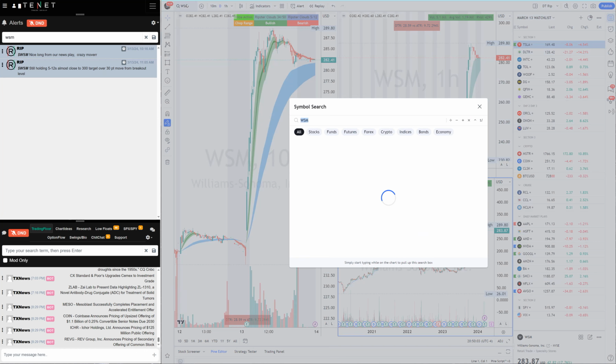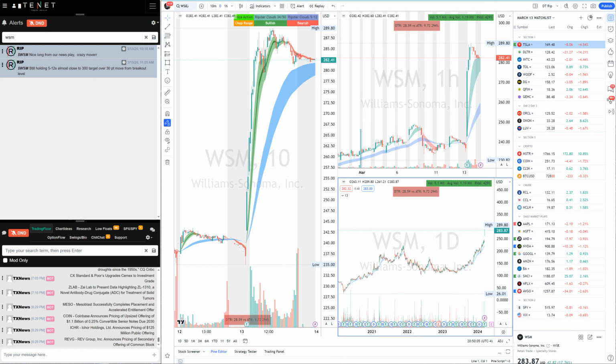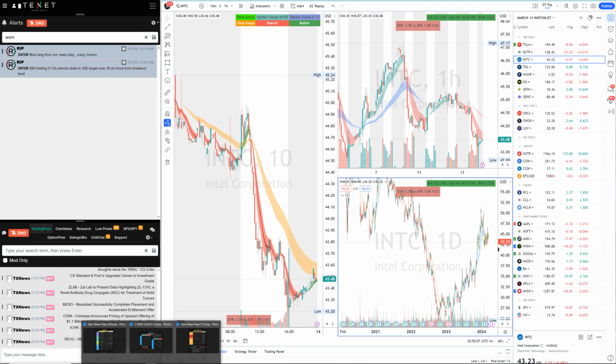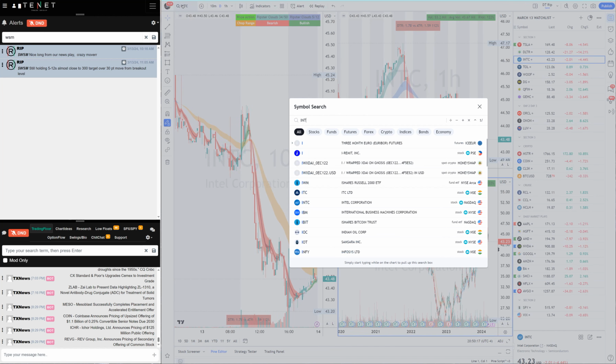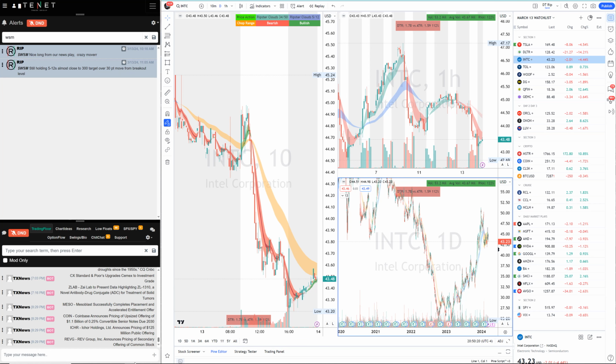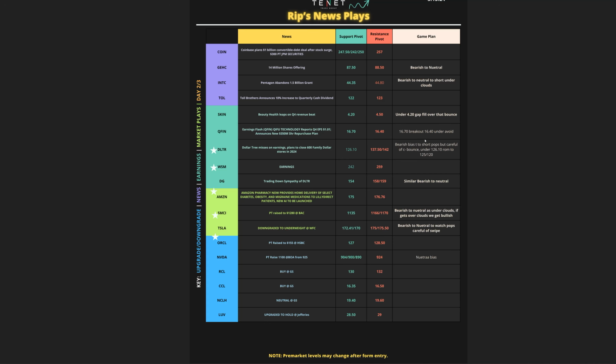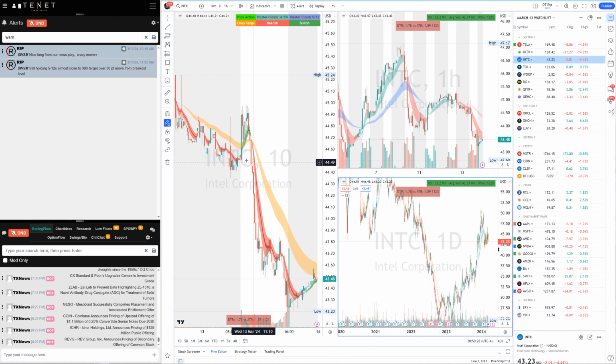Next one we are going to look at is Intel, INTC. INTC had news today, so it was our news play: Intel, Pentagon abandons 1.5 billion grant. Support was 44.35, resistance pivot was 44.80. You see that setup is bearish news, and my guidance was bearish to neutral, short under the clouds. I clearly said that. So let's see what happens.